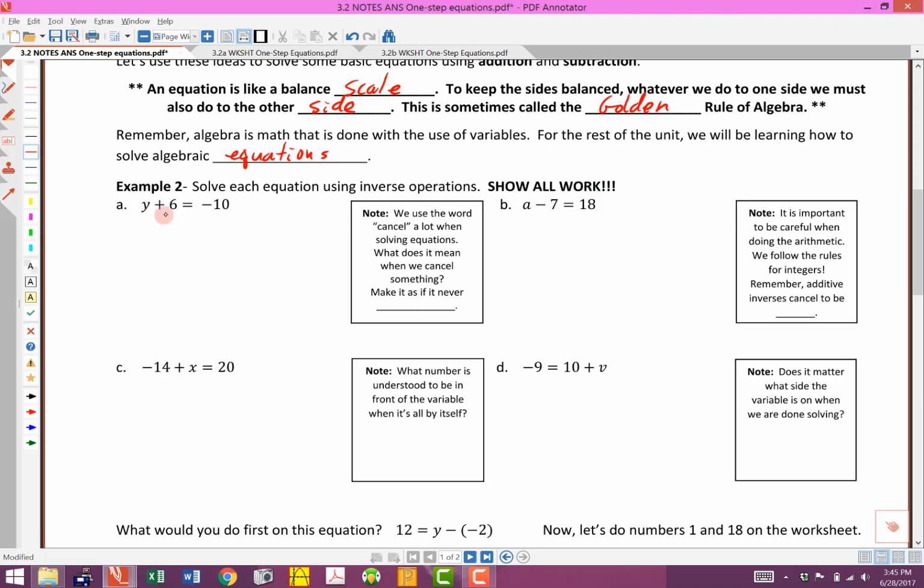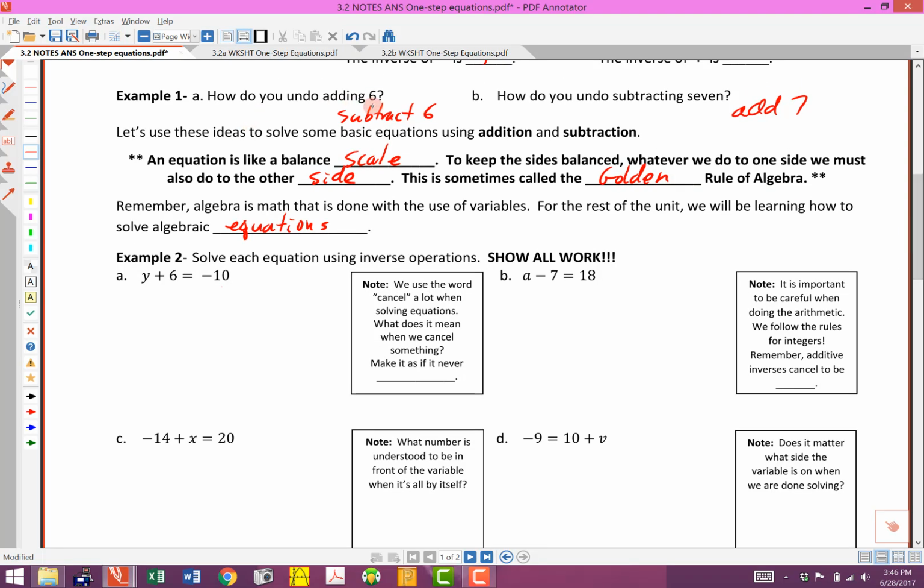So this says y plus 6 equals negative 10. So we started out with this number y, we added 6 to it, and we ended up with negative 10. So what we're going to do is we're going to undo that adding 6. We're going to try and get that y all by itself so we can read the answer off on the other side, and we're going to do that by getting rid of this adding 6. So let's stop and think about this. How do you undo adding 6? Well, we would subtract 6.